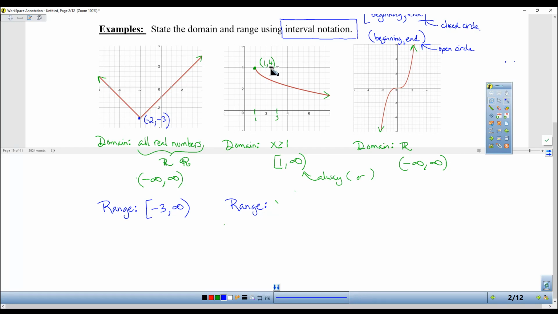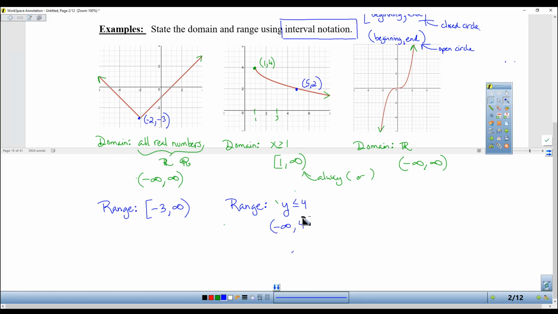This is the 0.14, but 4 is the highest it ever is. Every other y value is less than 4. So right here, I'm at 5, 2. See, that y value is less than 4. So you could say that all the y values are less than or equal to 4, but we want to try and use interval notation. So I'm going to say negative infinity to 4.